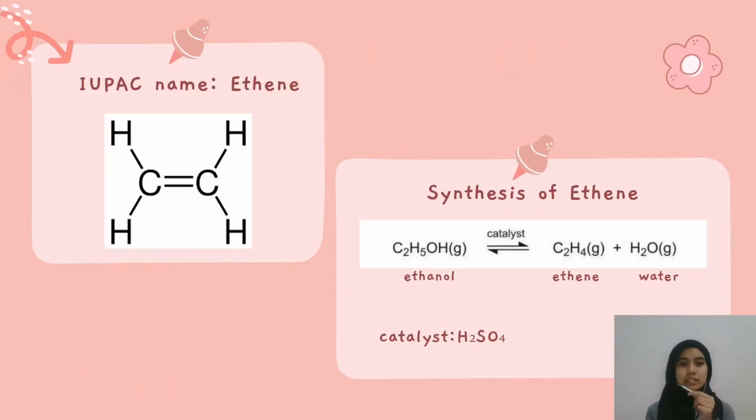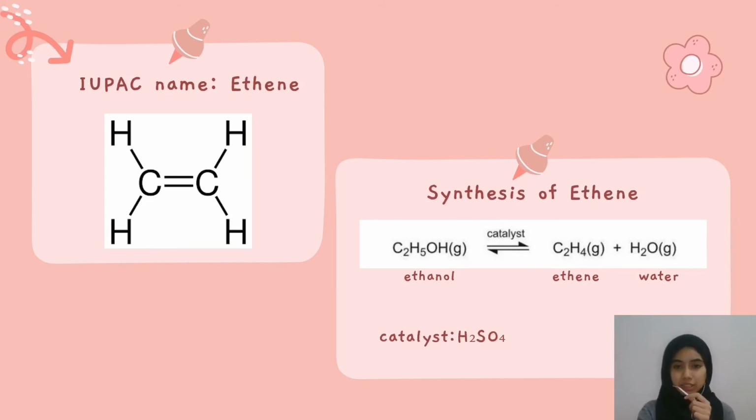In banana, there is a lot of ethene. So, why is it called ethene? This is because there are two C and there is a double bond. That is why this structure is called ethene. Okay, moving on to the synthesis of ethene.